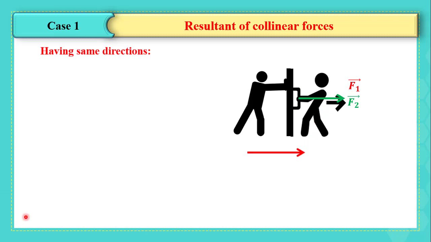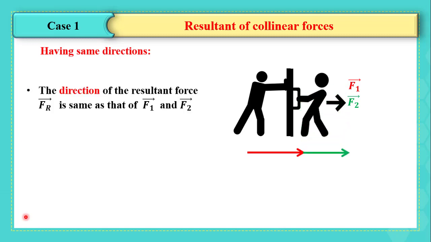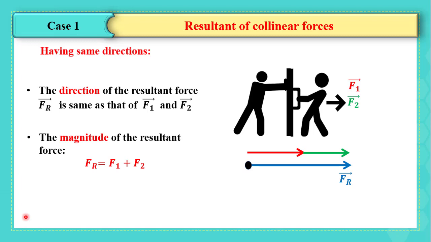In this case, since the forces are collinear and having the same direction, then the resultant force will have the same line of action and direction as that of F1 and F2, in our case to the right. And the magnitude of the resultant force will be the sum of the magnitudes of the two forces F1 and F2. In other words, Fr is equal to F1 plus F2 as magnitudes.